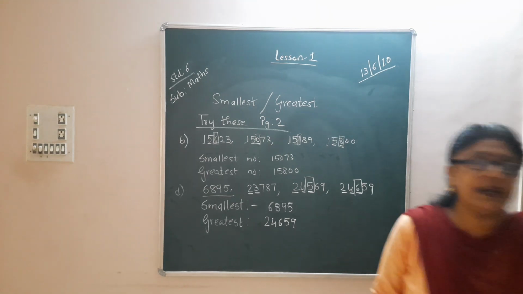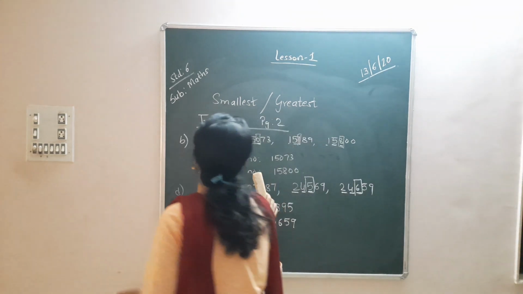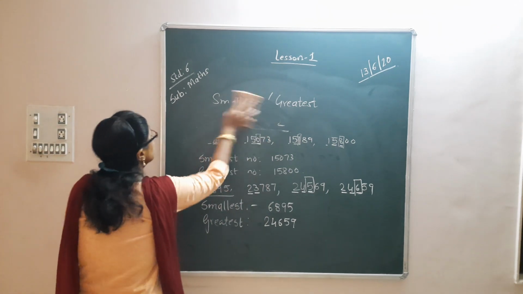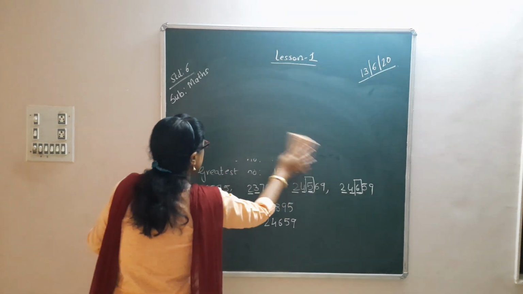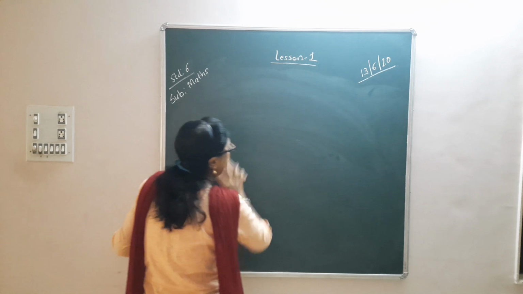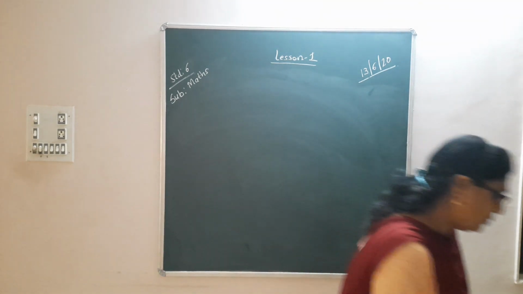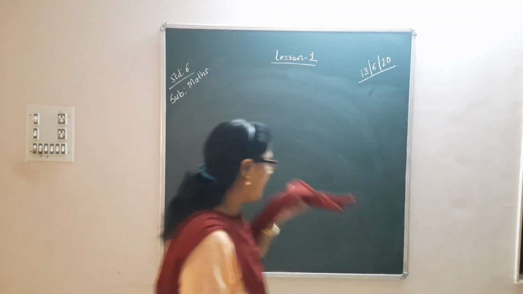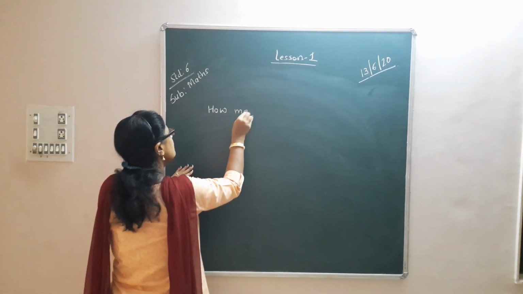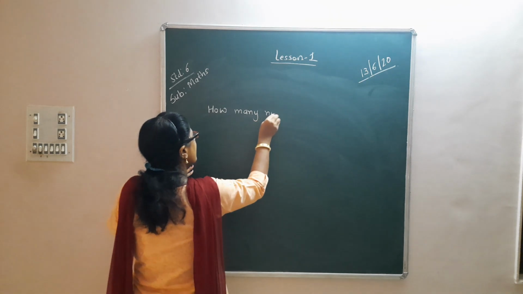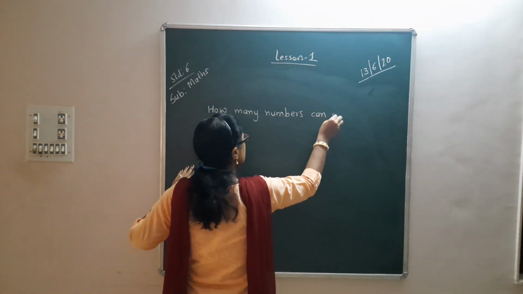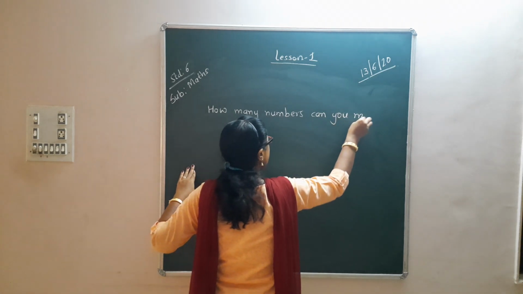Now on page number 3. How many numbers can you make? So is this topic clear of comparing? Okay. Now the next topic is how many numbers can you make?